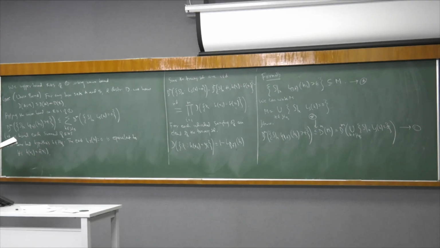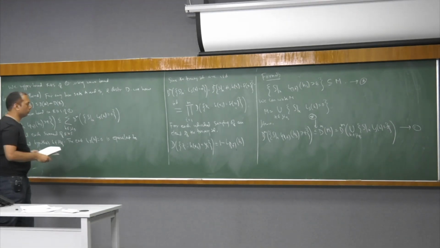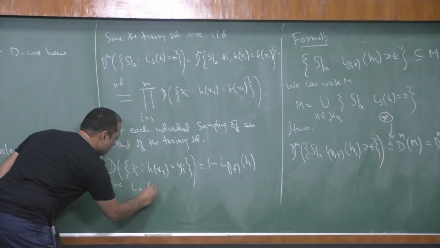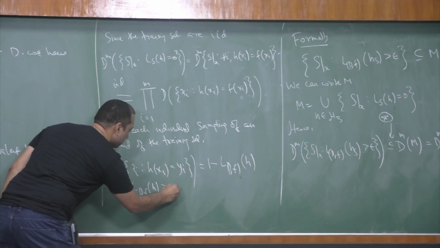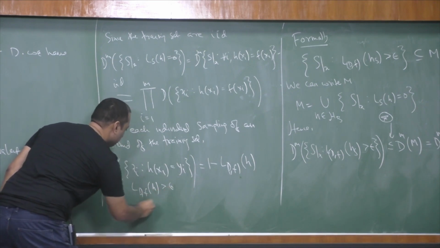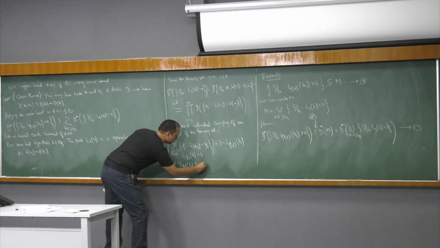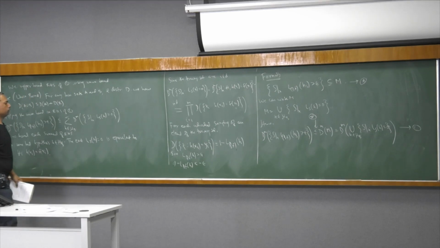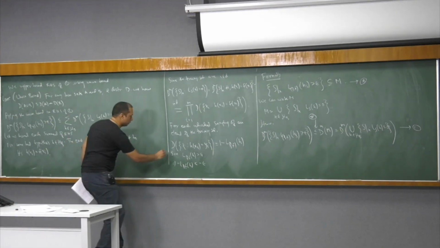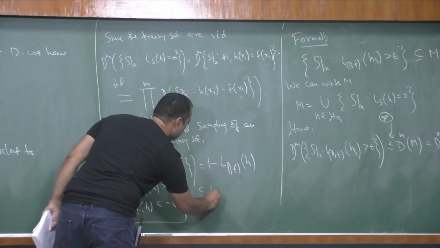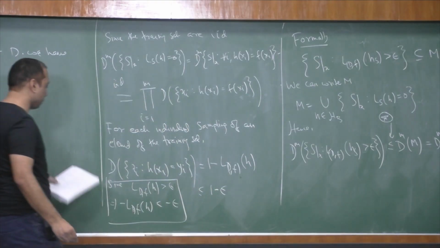I need an upper bound, right? LDF is greater than epsilon, so negative LDF is less than minus epsilon. Okay, so since LDF h is greater than epsilon, this implies minus LDF h is less than minus epsilon. So essentially this is the fact we just recalled. So this implies that this is less than 1 minus epsilon.